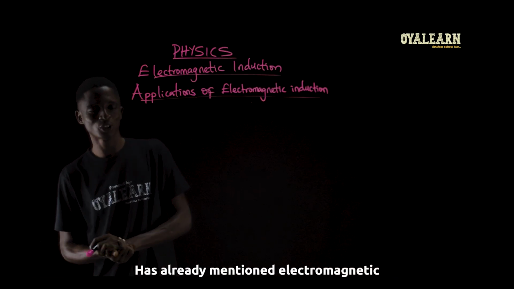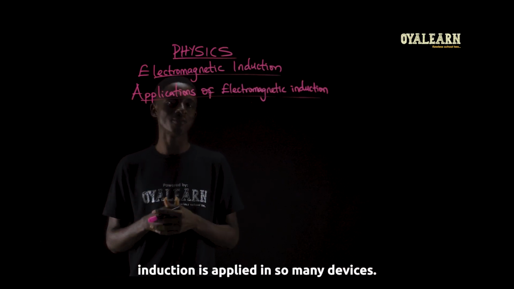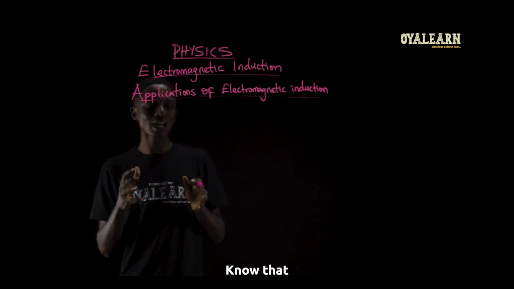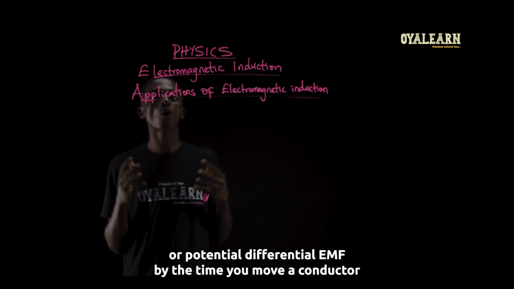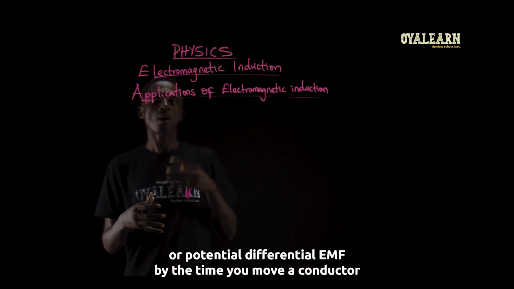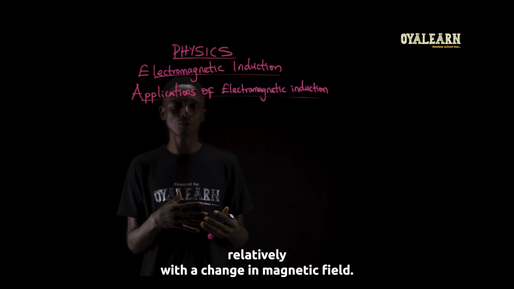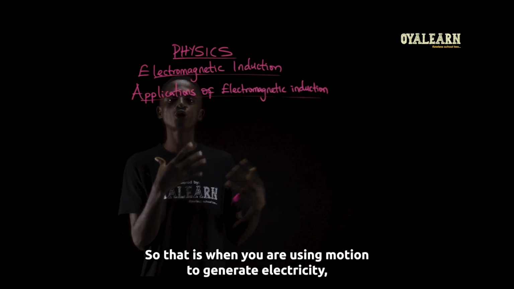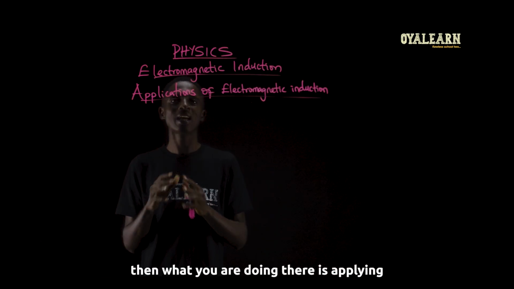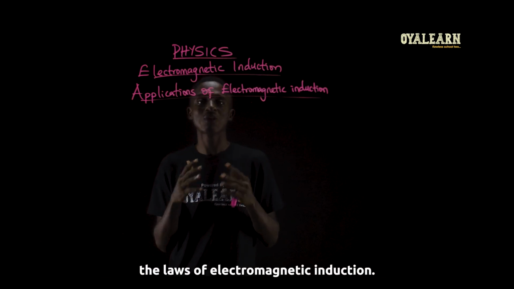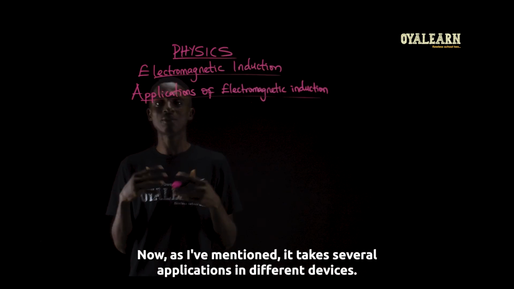As already mentioned, electromagnetic induction is applied in so many devices. Know that electromagnetic induction itself is when you produce electric current or potential difference or EMF by the time you move a conductor relatively with a changing magnetic field. So that is when you are using motion to generate electricity, then what you are doing there is applying the laws of electromagnetic induction. Now, as I've mentioned, it takes several applications in different devices.